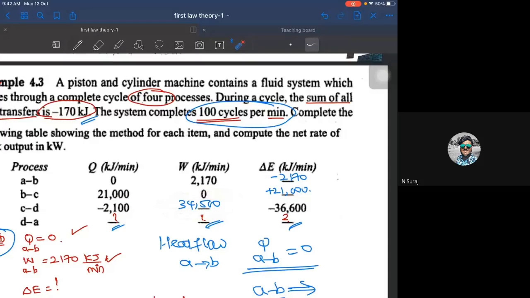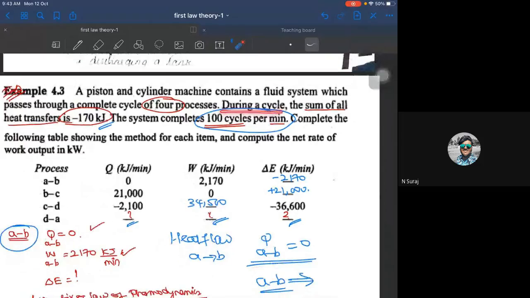Since all these three processes were easy to find out, now I have to calculate the parameters for D to A. But for D to A, nothing is given: heat flow is not given, work is not given, change in internal energy is not given. So what I have done is use the information given in the problem statement. He says during the cycle, the sum of the heat transfers is 170 kilojoules. That means A to B plus B to C plus C to D plus D to A, and when you add all of this, the sum is equal to 170 kilojoules.